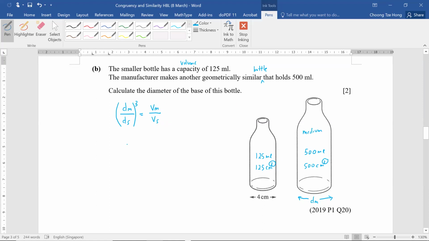So let's put in the values. dm over the diameter of the smaller bottle, which is 4 cm, then you have the cube. Then this is given as 500 over 125. Before you proceed to do anything further, always simplify this fraction. If you simplify it, you actually get a 4 only. So 500 over 125 is 4.